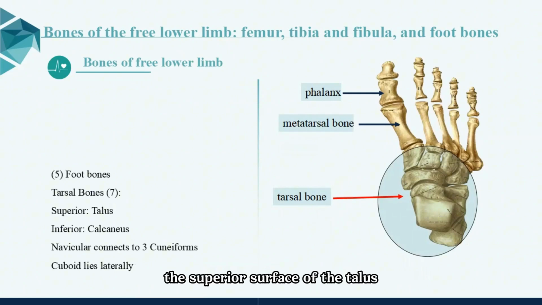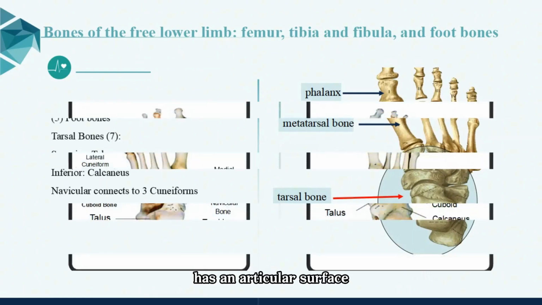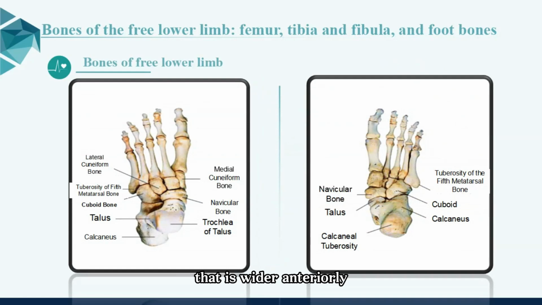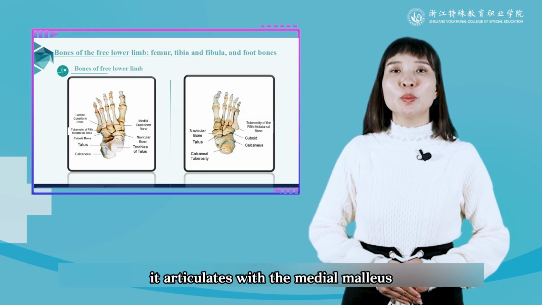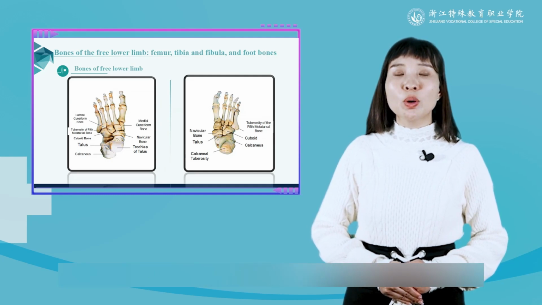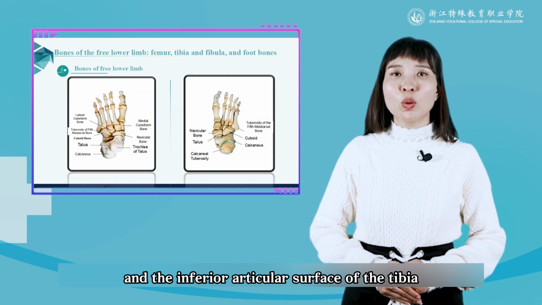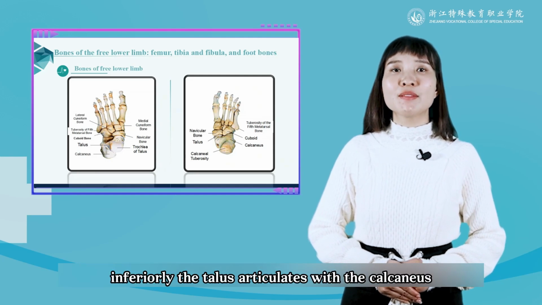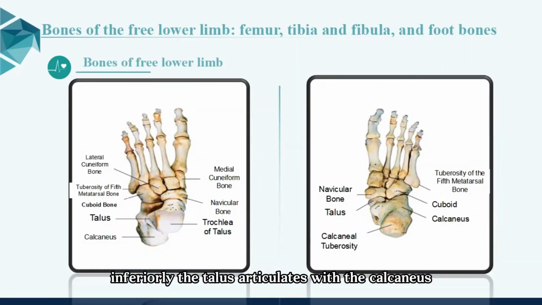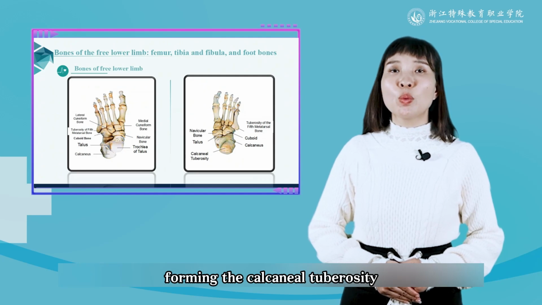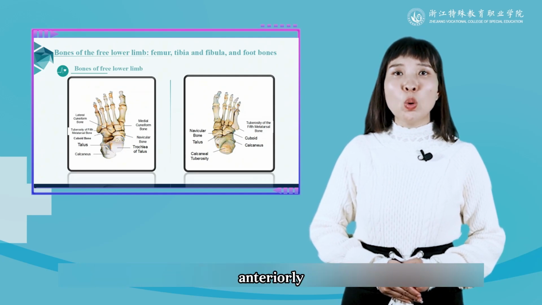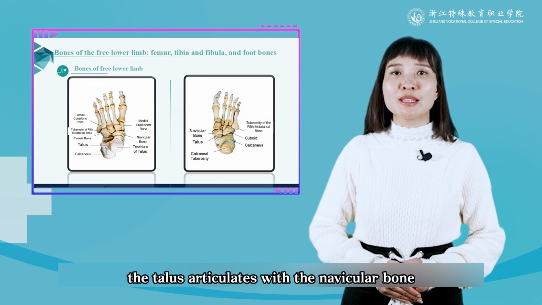The superior surface of the talus has an articular surface that is wider anteriorly and narrower posteriorly. Called the trochlea of the talus, it articulates with the medial malleolus, lateral malleolus, and the inferior articular surface of the tibia. Inferiorly, the talus articulates with the calcaneus. The posterior end of the calcaneus projects posteriorly, forming the calcaneal tuberosity. Anteriorly, the talus articulates with the navicular bone.